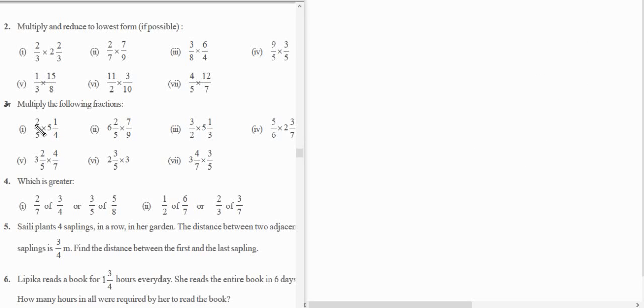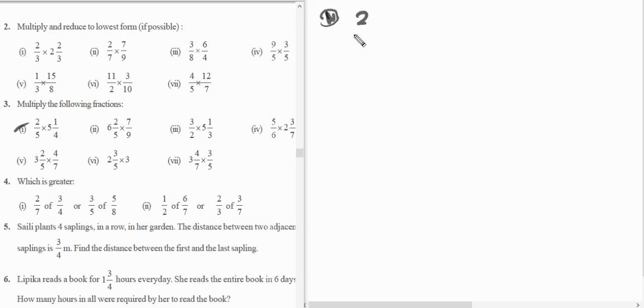The C part, question 3: multiply the following fractions. Here you have to multiply. You can see there is a mixed fraction in every question, right? So here there are only mixed fractions in all of them, so you first have to convert them into proper fractions, and then after that you have to multiply. So let us solve the first one, then the remaining ones you can solve.